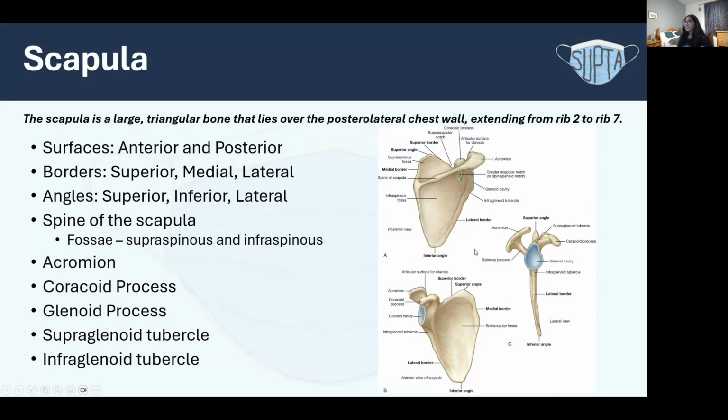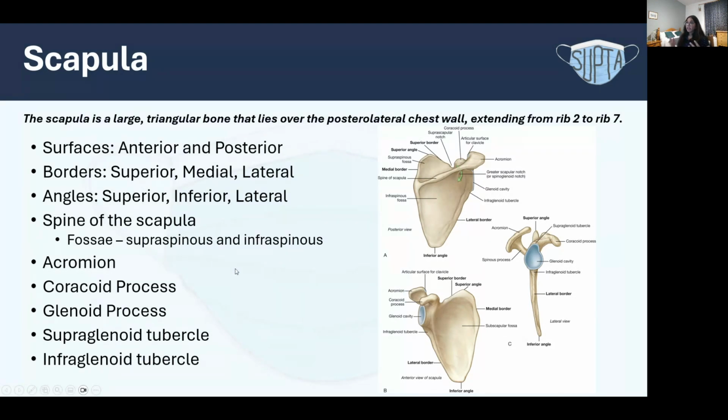So the scapula obviously has an anterior and a posterior surface, and this spine lies on the posterior surface. It also has superior, medial, and lateral borders. And since it has these borders, it also has angles as well. So superior angle, inferior angle, lateral angle. Okay, now the spine of the scapula, it holds a lot of significance. Why is that? Because it divides our scapula into fossae, okay? Specifically the supraspinous and infraspinous fossa.